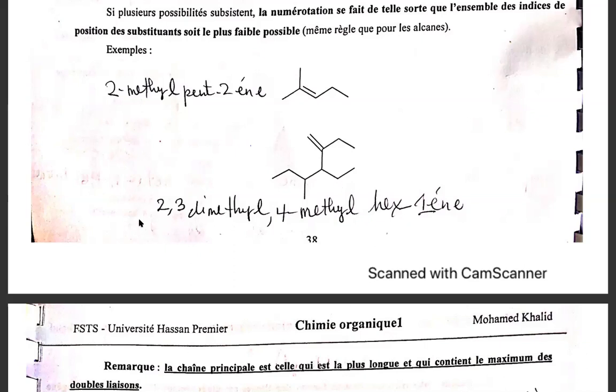Then we are still on number 2, where we are looking at now the substituents. We are done with the liaison. We are now looking at the substituents. So we are saying at position number 2, we have one substituent, which is an ethyl, and at position number 3, we have another ethyl. At position number 4, we have methyl. So therefore, the name will go as follows.